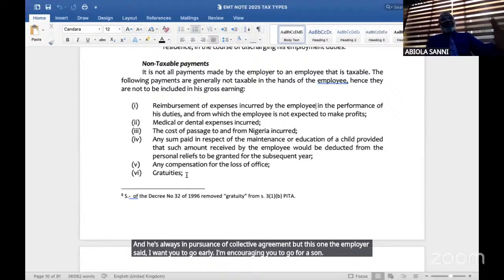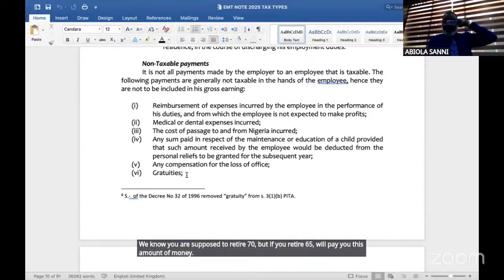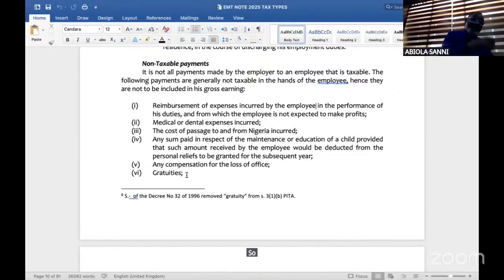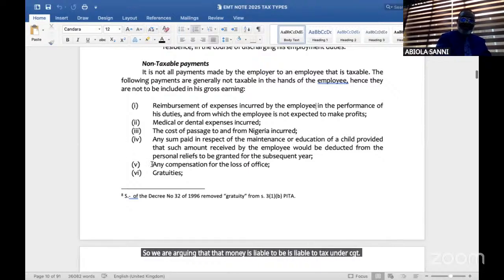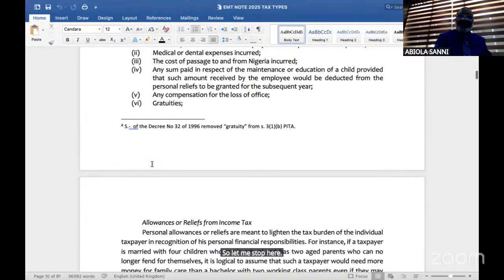We know you are supposed to retire at 70, but if you retire at 65, we'll pay you this amount of money. So we are arguing that that money is liable to tax under CGT. So let me stop here and then take Rahimat.